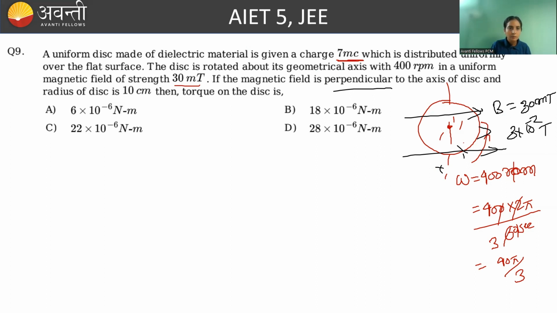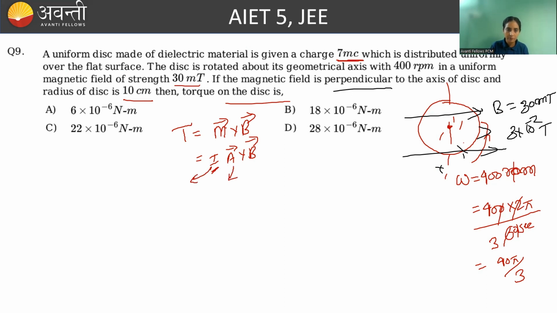Now, the radius of the disk is given, and the torque you have to calculate. Torque value is how much? M cross B. Okay? M is equal to how much? I times A. Just go to the formula first. Now here, what is the current? That's the question. Current is not given in the question. Instead, what is given? Some amount of charge is uniformly distributed over the flat surface of the disk. From there, we need to calculate current. So this is a task.